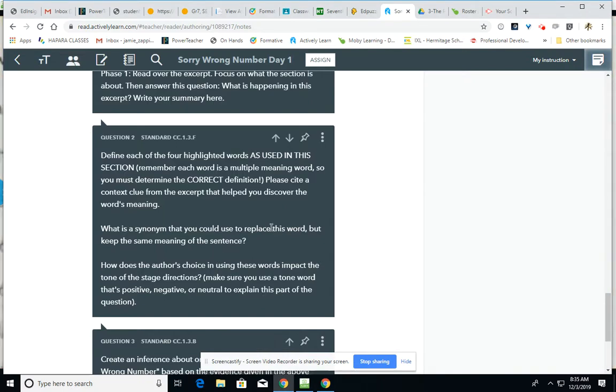So please make sure after you've given your definition and you figured out a synonym and a context clue that you also think about, as a whole, all of those words, what impact did they have on the tone of the stage directions? Every word I've given you is a stage direction word. So I want you to think about, is the tone of the stage directions positive, negative, or neutral? And then please explain by giving a specific tone word that is either positive, negative, or neutral to support your response for that.